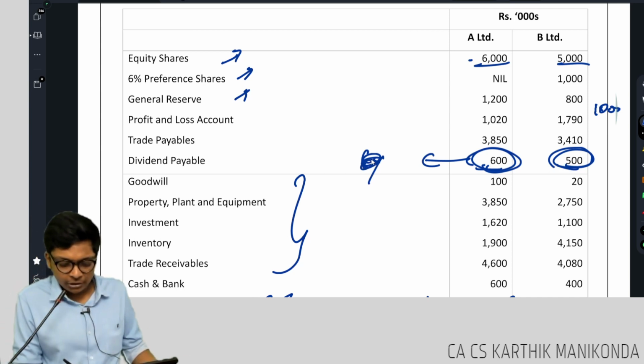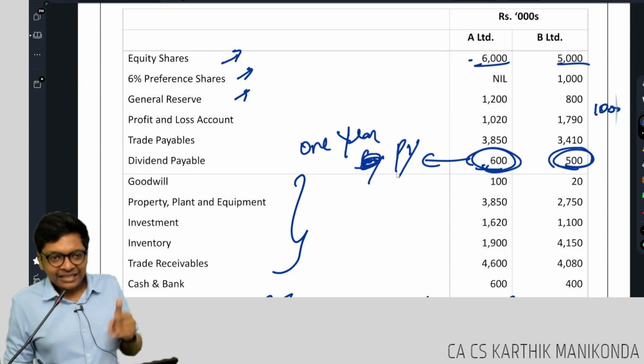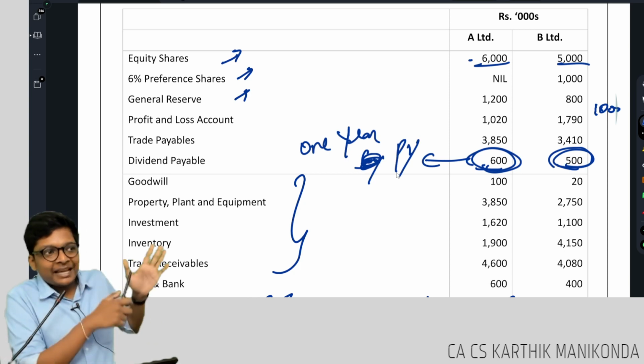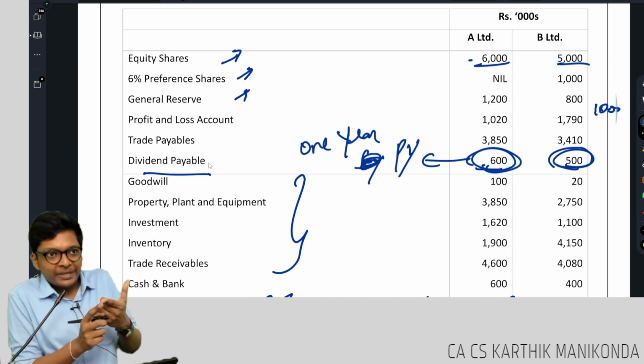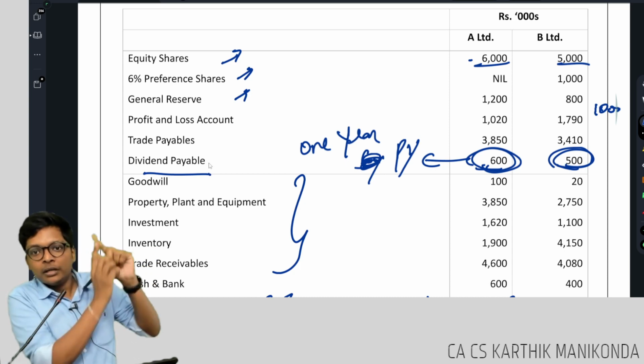That means this represents only 1 year, which is my previous year, because the current year I will declare only after the year gets over. How will the current year dividend be there in my balance sheet? This dividend payable is accounted during the year. Accounted during the year means it's accounted for the previous year.